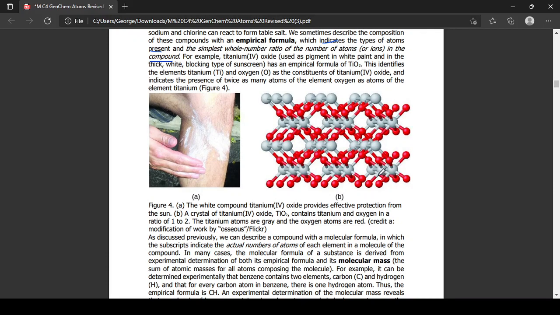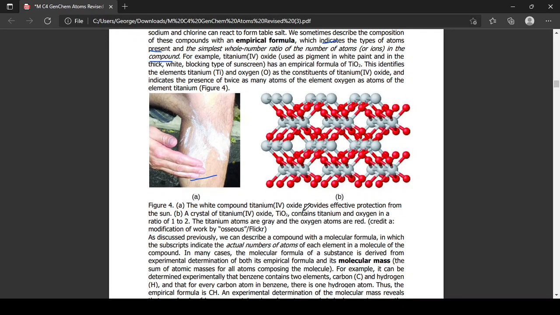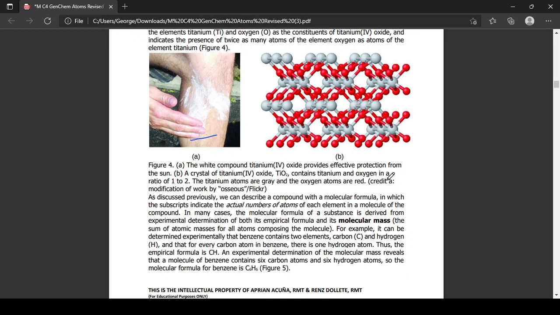As look at your figure 4, the white compound titanium 4 oxide provides effective protection against the sun. Naging sunscreen siya. A crystal of titanium 4 oxide or TiO2 contains titanium and oxygen in a ratio of 1:2. Sa kada isa ka titanium naton may duwata ka oxygen because gingamit naton ang empirical formula. It contains titanium and oxygen in a ratio of 1:2. The titanium atoms are gray and the oxygen atoms are red. Kay kada may isa taga ka titanium, may duwata ka oxygen.